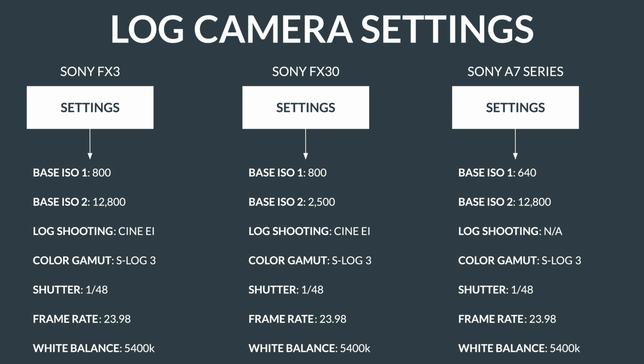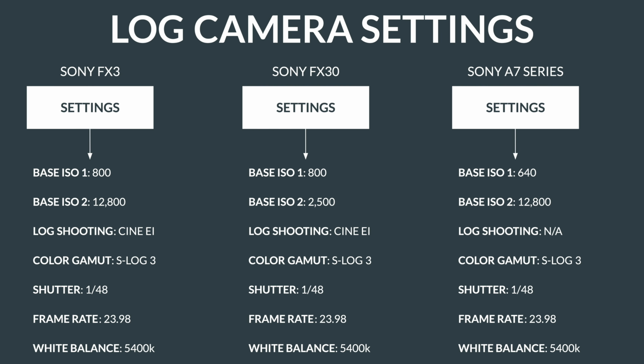Regarding frame rate and white balance, these 2 settings will change based upon the shooting environment that you are in and whether or not you want to shoot in slow motion or in natural motion. For anyone using the Sony FX series, your base ISO will be 800. The second base ISO will change depending on whether or not you're using a full frame or micro 4/3 sensor.